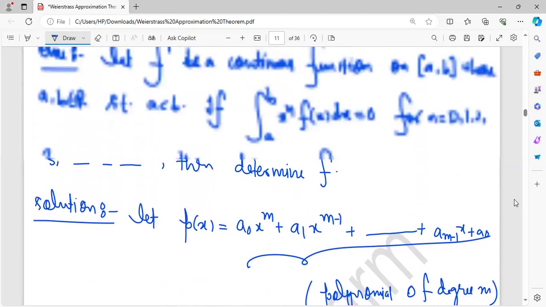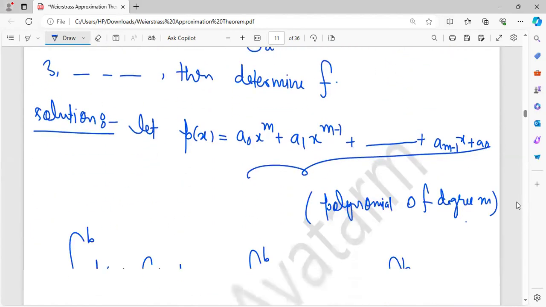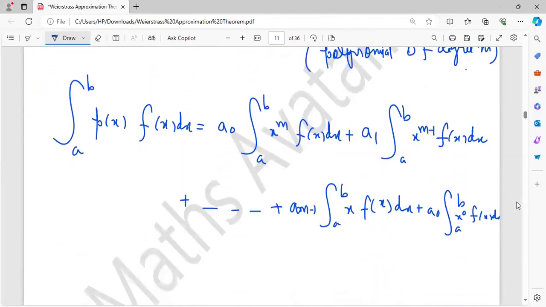Now, this is going n is equal to 0, 1, 2, 3, up to m. Here, in a polynomial, m is a natural number, degree is m. So these integrals are 0. It is already given, for n is equal to 0, 1, 2, 3, up to infinity. So these integrals are 0.